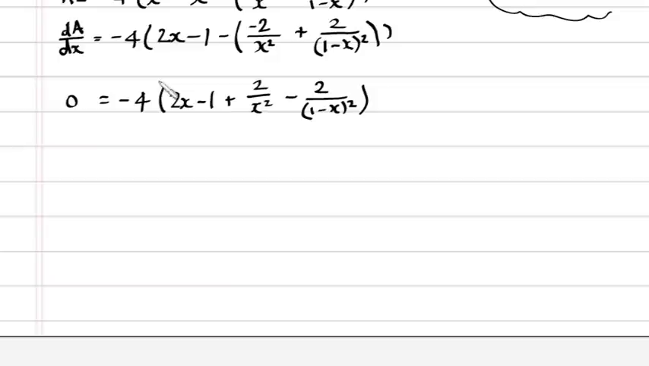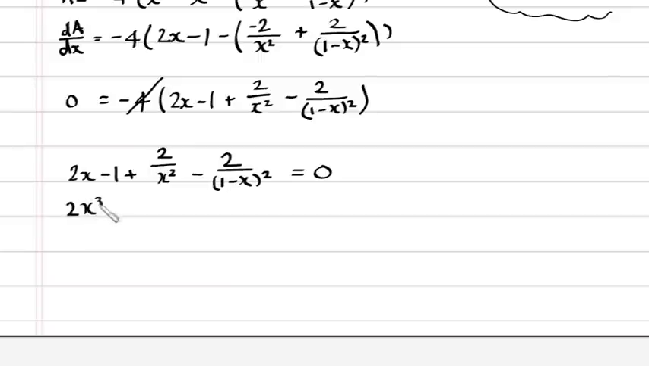Now the 4 will disappear if we divide both sides by 4. 0 divided by -4 is just 0 still. So that removes that factor of 4 out of the front. And the equation we need to solve then becomes 2x minus 1 plus 2 over x squared minus 2 over 1 take x squared equals 0. Let's clear the denominators. We'll firstly multiply through by x squared. This gives us 2x cubed minus x squared plus 2 minus 2x squared over 1 minus x all squared equals 0.